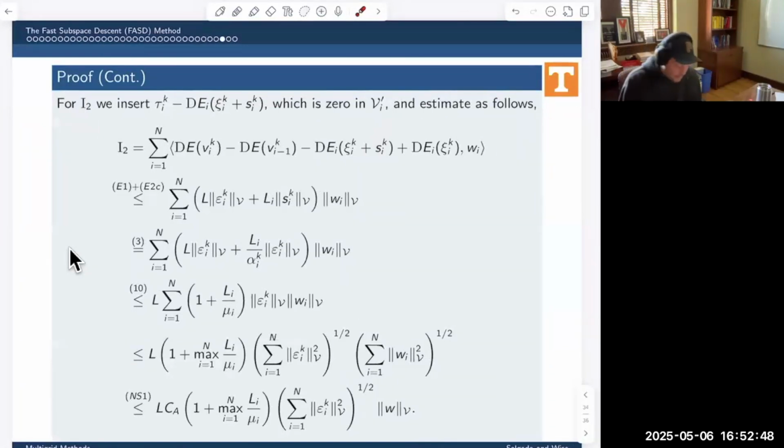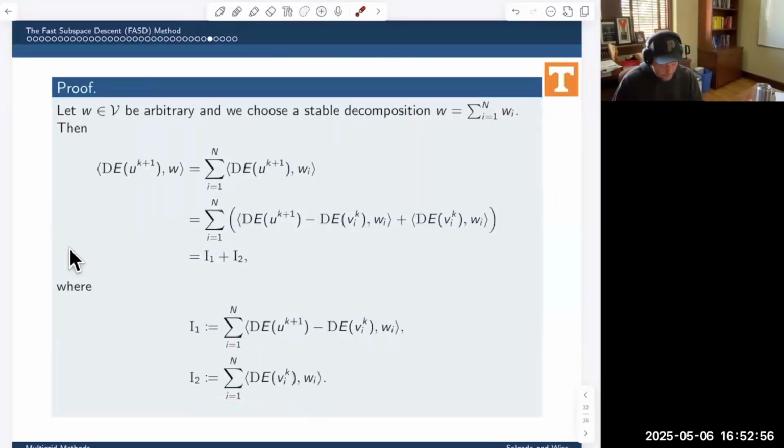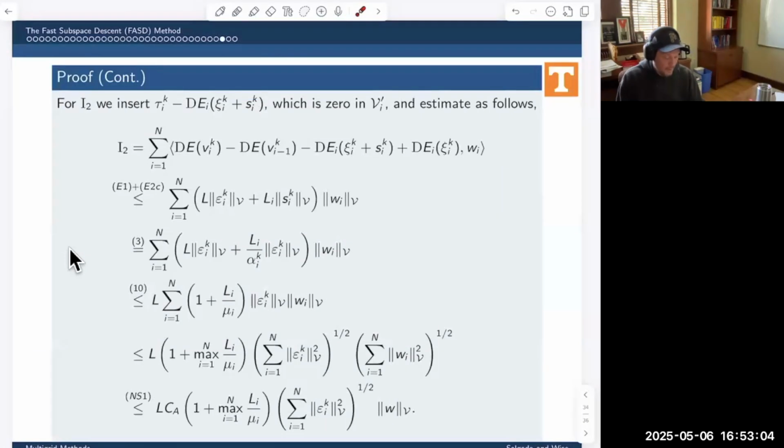Right. So what's new is we have to deal with I2. Now, I2 was defined as that sum, and this is no longer 0, but I'm going to add some stuff in here which gives me 0. What gives me 0? Well, I'm going to add in this difference here, tau I and this derivative. So tau I and this derivative are precisely what is involved in the definition of the subspace problem involving tau I. So that's what we're going to insert there.